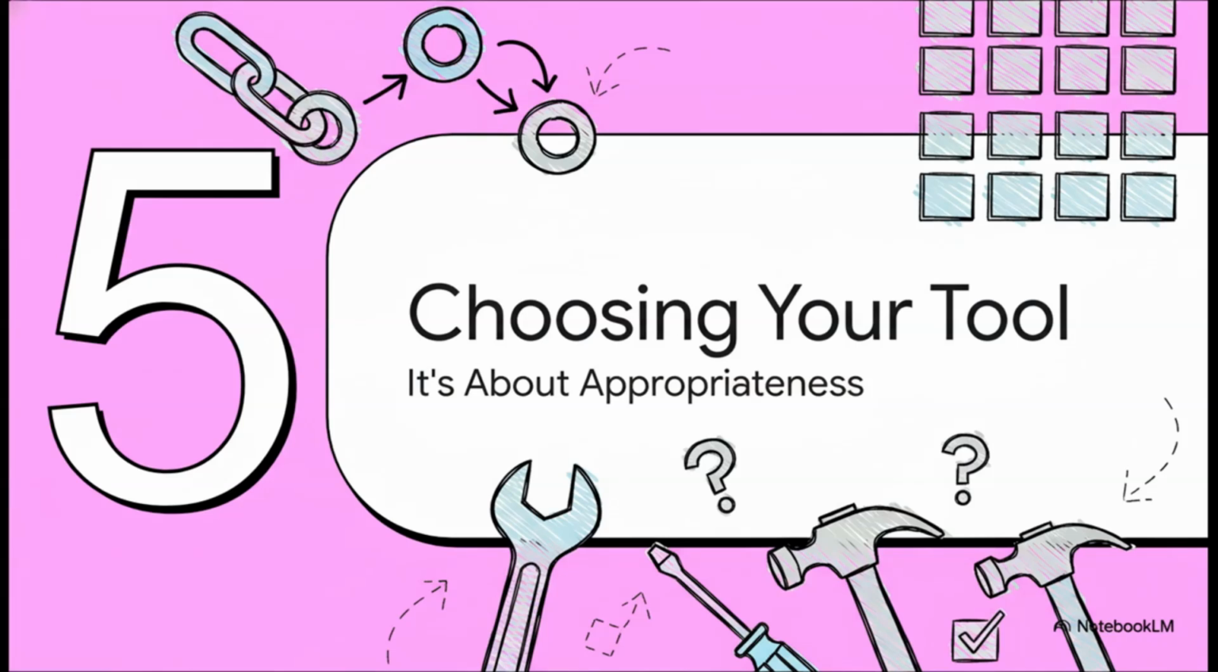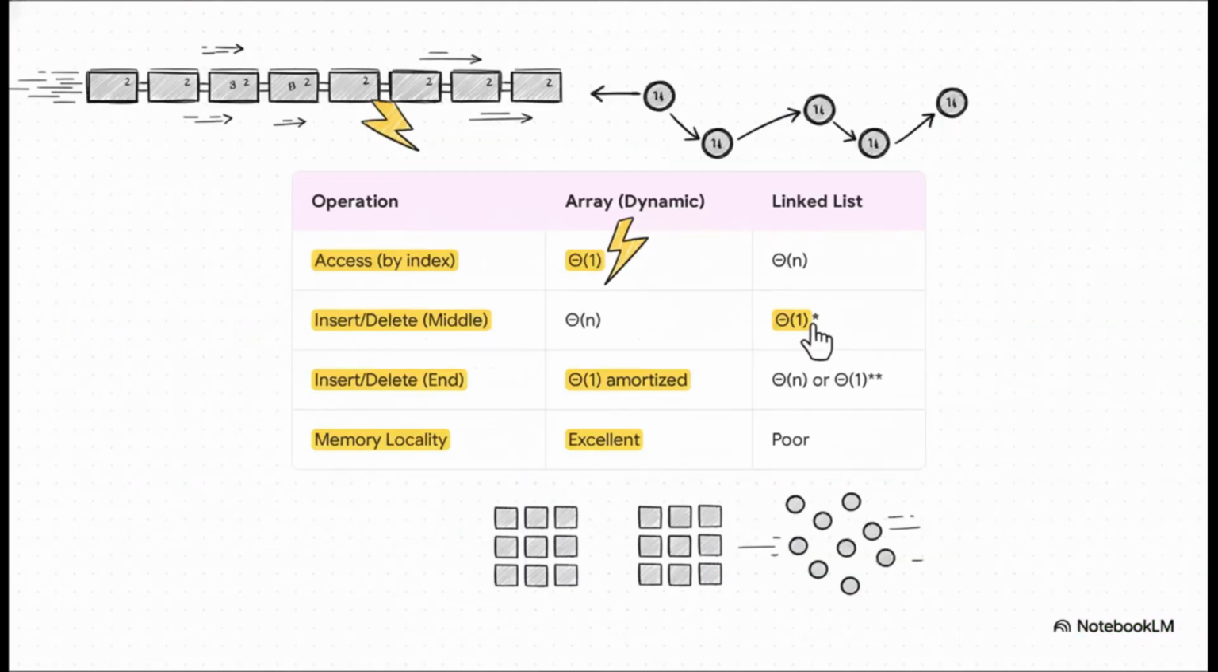So, where does all this leave us? It seems like both have major pros and cons. And that's the point. Like so many things in computer science, there is no single best answer. There's only the right tool for the job. It's all about appropriateness. Okay, so this table really lays it all out. You'll see this theta symbol, which is just another way of talking about typical performance, like the O notation we used earlier. And look at this.